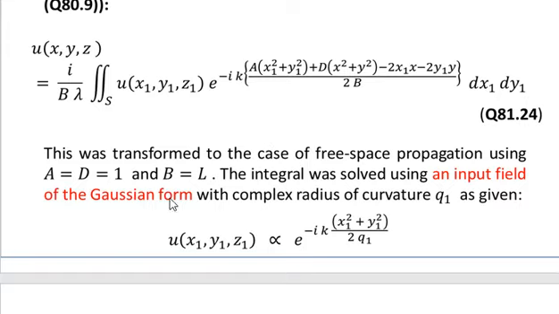So you see that initially we have taken our initial field to look like this one, and we have also proved that this is nothing but a spherical wave. So the incident field on the input plane u of x1, y1, z1 was proportional to e to the power minus iota k, and then x1 square plus y1 square divided by 2q1, where q1 is the complex radius at the plane where we have the coordinates x1 and y1, that is at the z equal to z1 plane.